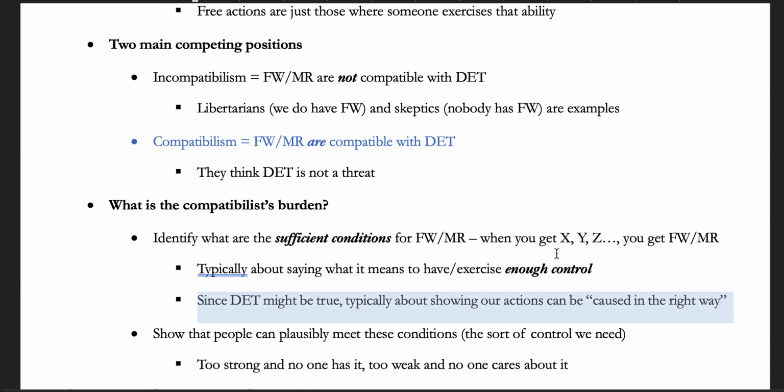And then the different views just fill in these things differently. They say, here's the right kind of cause in order to be free. If your action's caused in this way, that's good enough for free will. And someone says, no, I think there are problems there. If your action's caused in this way, then that's good enough for free will. That's kind of what they're doing, okay?